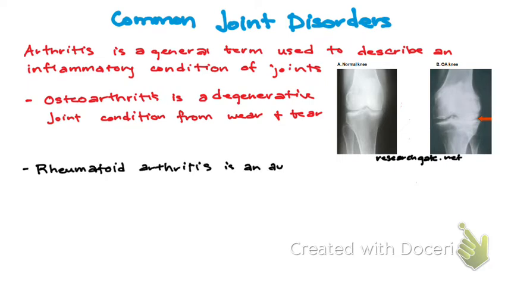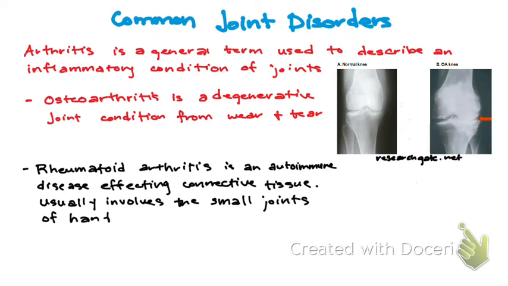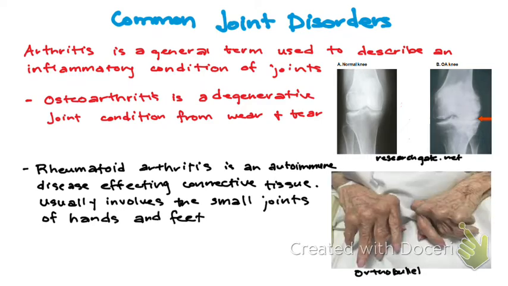Rheumatoid arthritis is an autoimmune disease affecting connective tissue. It typically involves the small joints of the hands and feet, but can involve essentially any joint in the body. And here you see a picture of a woman who is affected by rheumatoid arthritis, and you can tell that it is most prominent in the small joints of the hand, specifically the knuckles.